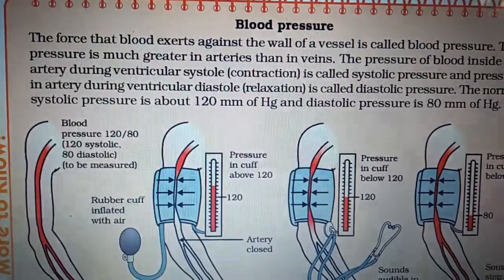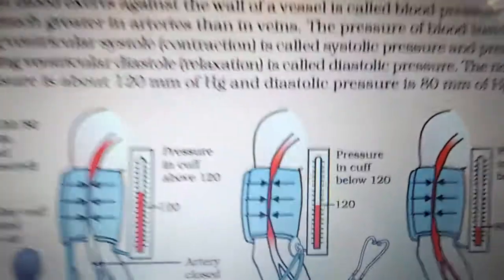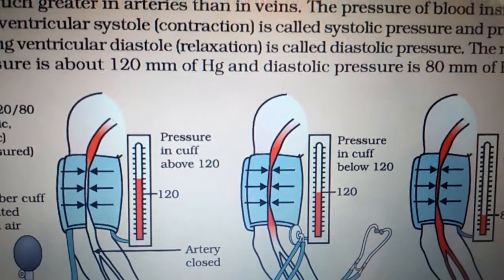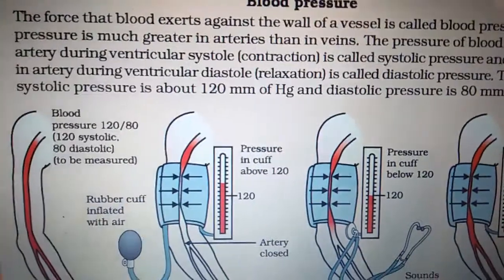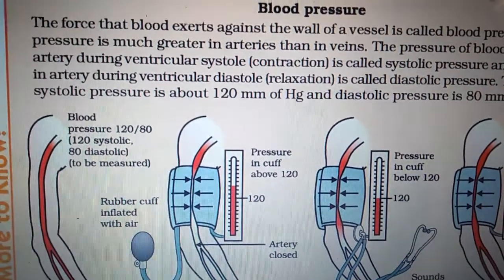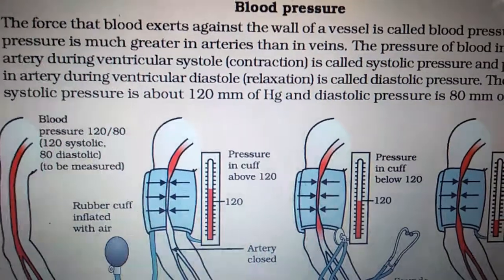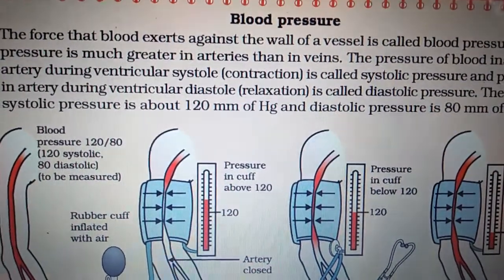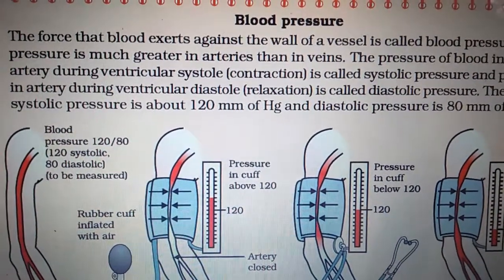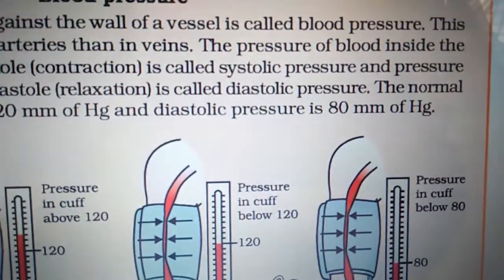Systolic pressure during the contraction is about 120 mm of Hg. Hg means mercury. In this sphygmomanometer, mercury is filled like in a thermometer, so it increases or decreases its level. Systolic pressure means whenever there is a contraction, the level of the mercury in that sphygmomanometer rises to about 120 mm. Diastolic pressure means whenever the ventricles relax, the pressure is about 80 mm of Hg.